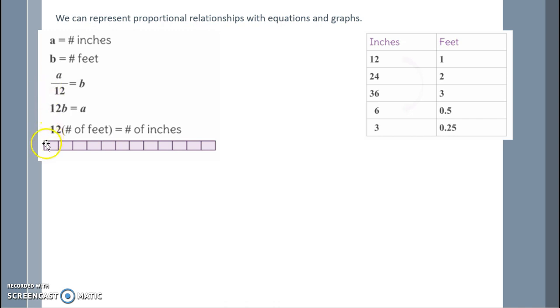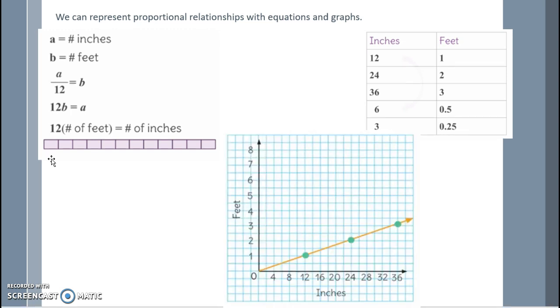So if we're looking at this strip diagram here, there are 12 little pieces for the one whole foot. So it seems strange that since inches are a smaller unit, it takes more of them to make 1 foot. Then let's compare that to what the graph looks like.